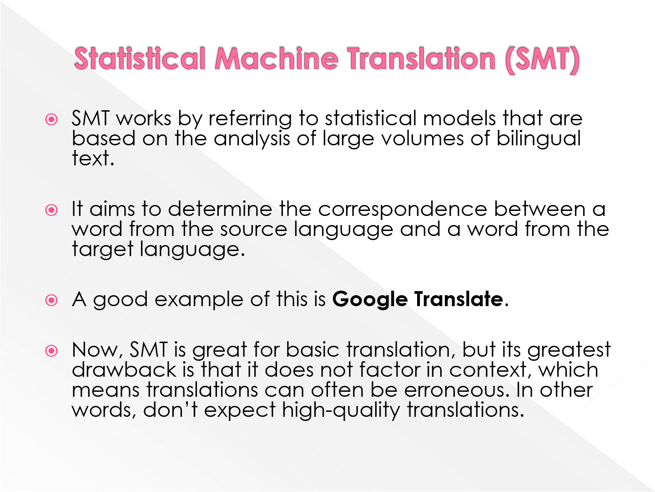Now, SMT is great for basic translation, but its greatest drawback is that it does not factor in context, which means translation can often be erroneous. In other words, don't expect high quality translation. Therefore, it is not suggested for you as students of English education to use Google Translation as the only source of doing translation.